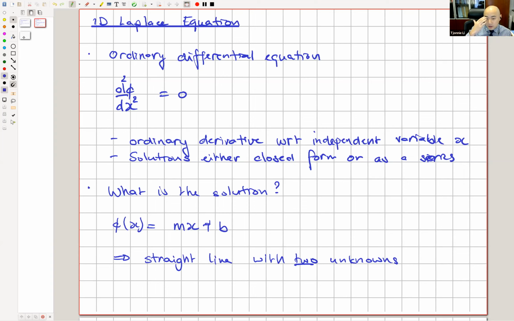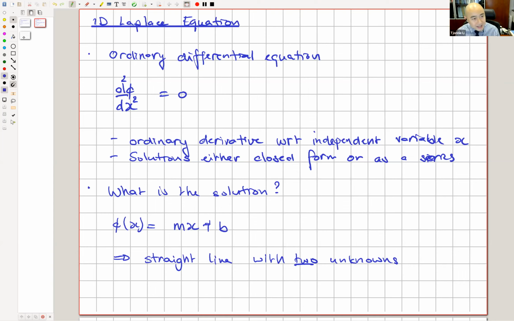Okay, so again, try this at home. If I specify either the 2 endpoints, phi at x equals 0, and phi at some x equals 1, and then the values, then I specify both m and b. But the same thing would hold if I specify, for example, the derivative. So indeed, we need 2 equations for 2 unknowns. Very good.